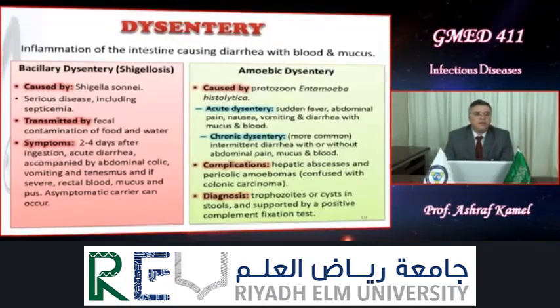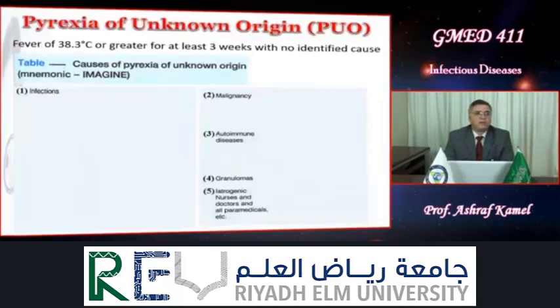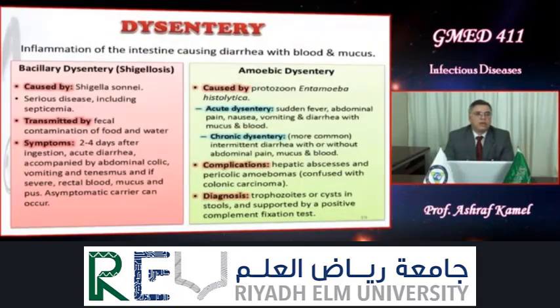Dysentery. Dysentery is inflammation of the intestine causing diarrhea with blood and mucus in stools. And we have two types: bacillary dysentery or shigellosis, and amoebic dysentery. Bacillary dysentery is caused by Shigella sonnei. It's a serious disease that can lead to septicemia, which is multiplication of the organism in the blood.